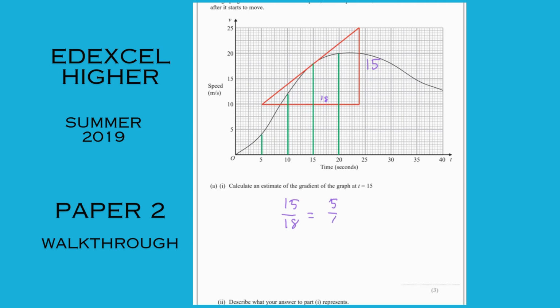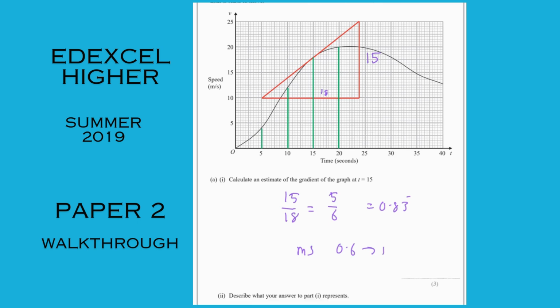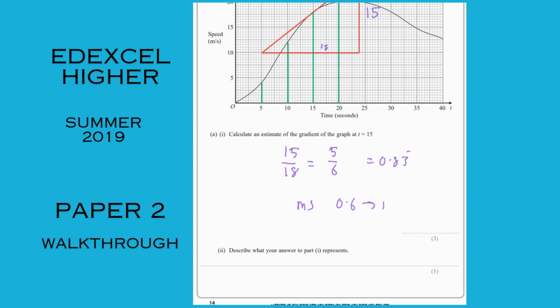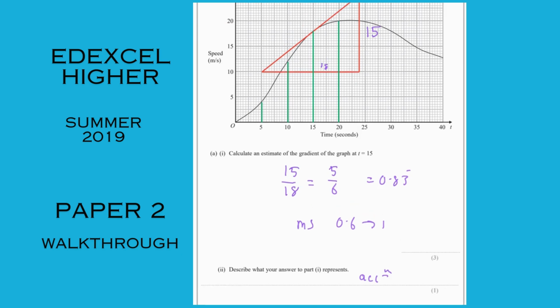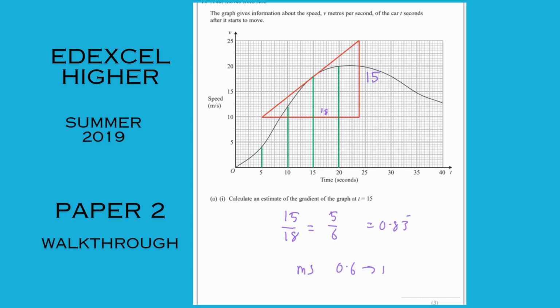Which is one of our common 0.83 recurring. As I say, on what I've done on my worked answers, I got 0.67, but the mark scheme's pretty generous. It allows any answer from 0.6 up to 1 inclusive. And for part I, describe what that represents. Only needs one word, that's why they've only given you one line. It represents acceleration. Let me just explain what the green lines are, because some of you will probably know already.